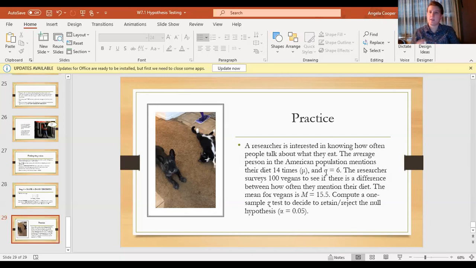So this is saying that the population of vegans do not mention their diet at the same level of times that the American population does. So the vegan population does not mention their diet at the same rate as the American population.